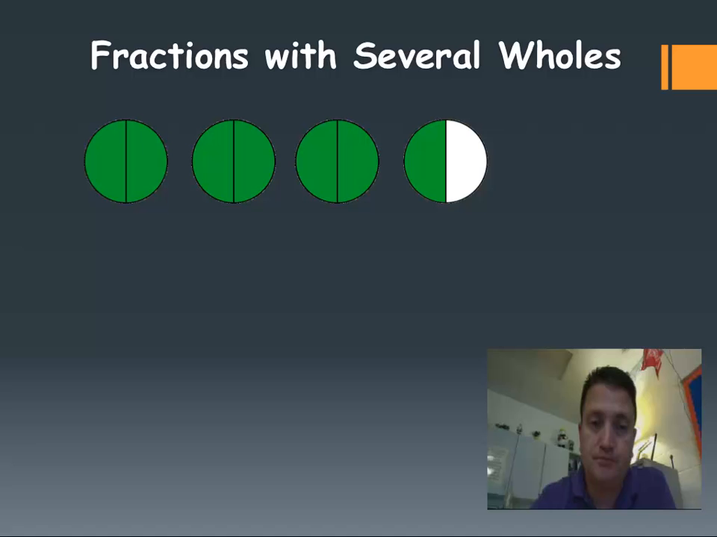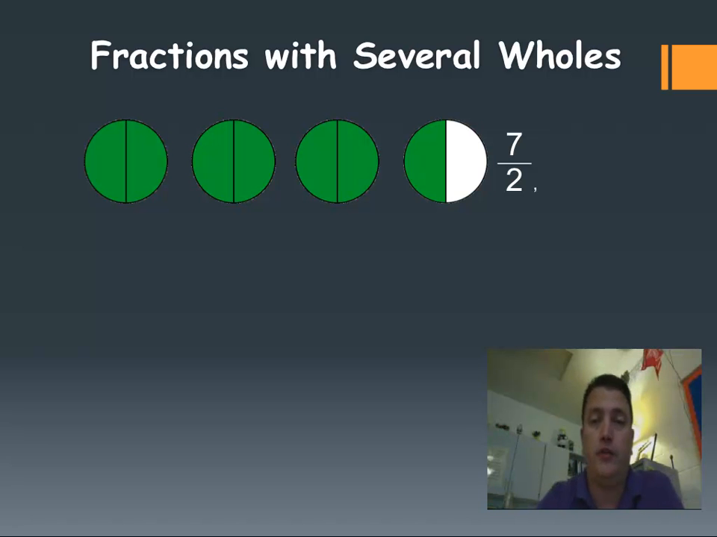So, let's talk about fractions with several wholes. First thing we want to do is look at this and say, okay, let's look at one whole. How many parts is the one whole divided into? Well, I can see a part here and a part here for a total of 2 parts. So 2 is going to be my denominator when I talk about writing this fraction. So when I look at this fraction here, I've got 1, 2, 3, 4, 5, 6, 7 sections that are shaded green. So I'm going to write that as a fraction greater than 1, which means the numerator is bigger than my denominator. It's going to be 7 halves.